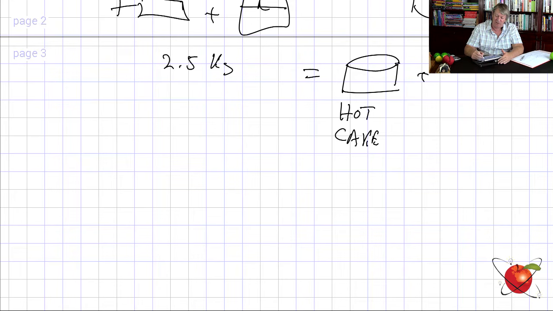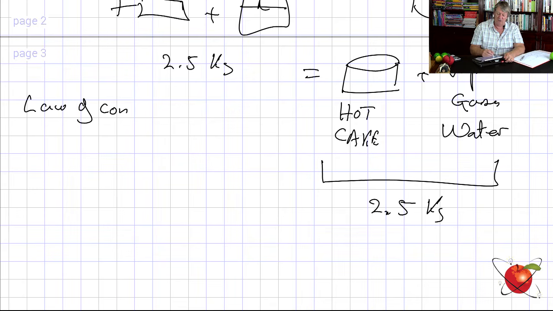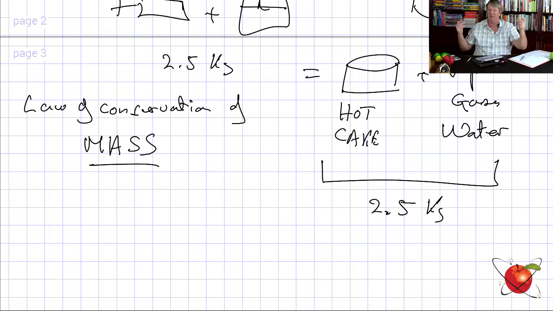Plus, what gets given off is, I'm going to say, vapor, gases, mainly water, and it carries some aromatics with it. But the total of all of that must be 2.5 kilograms. Because why? Mass cannot be created nor destroyed, merely changed from one form to another. The law of conservation of mass. You put in 2.5 kilograms, the total must be 2.5 kilograms.